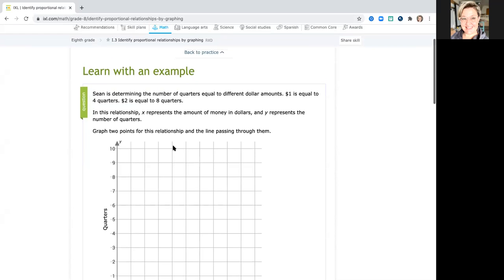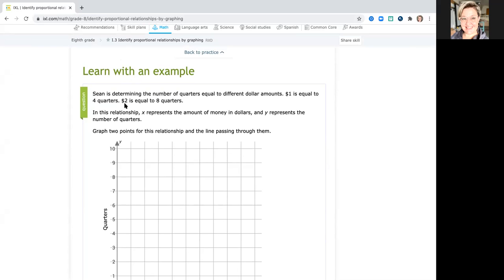All right, we are starting section 3, identify proportional relationships by graphing. This is one of our first times graphing this year, though you might remember how it works. We used it a little bit in science as well. You're going to have a question that looks like this.